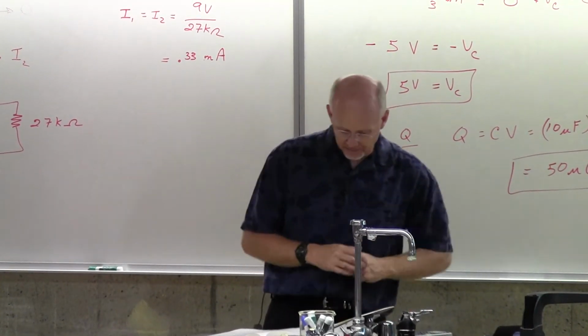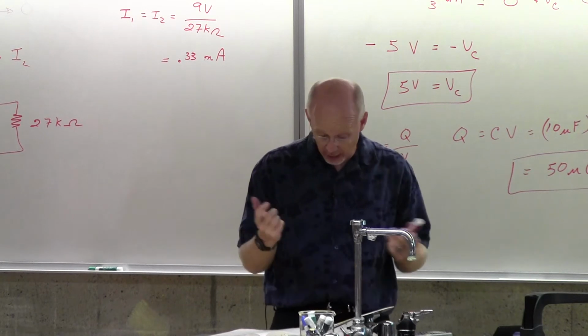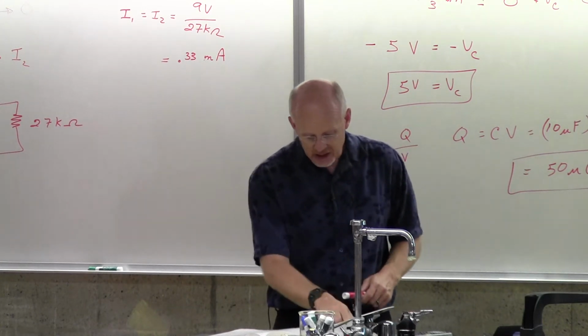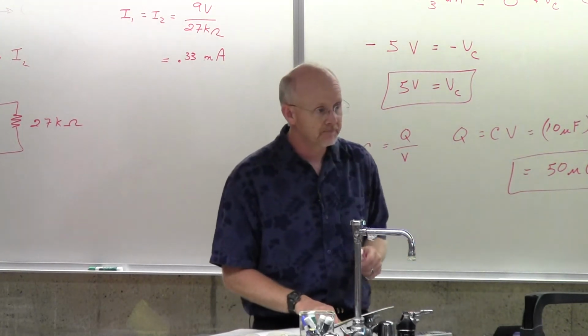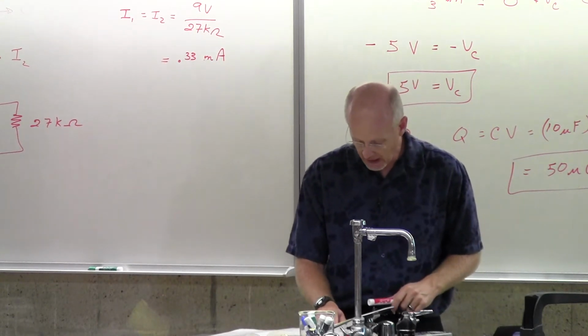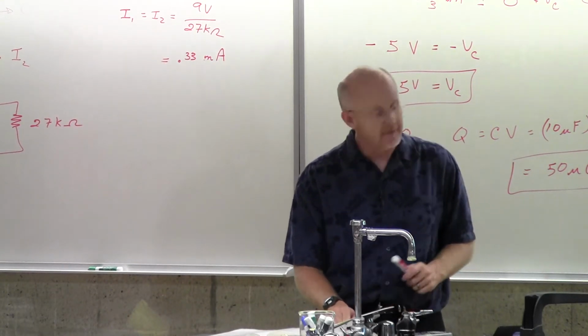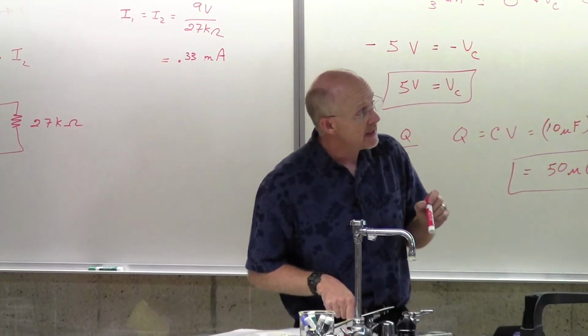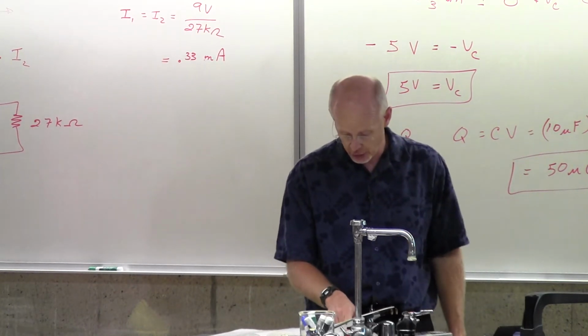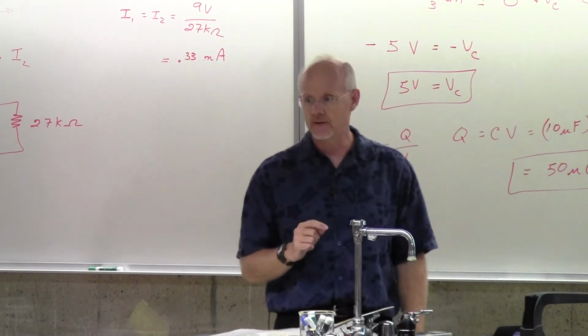All right, but now I think it gets a little more interesting where we do this. Now, the switch is now opened. So call this time equals 0. Write the equation for the current in resistor number 2 as a function of time.